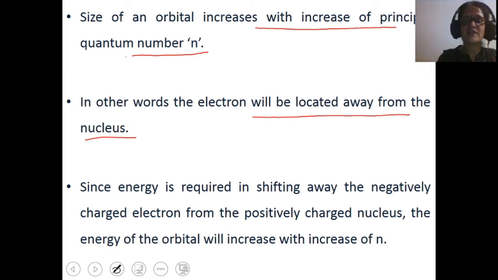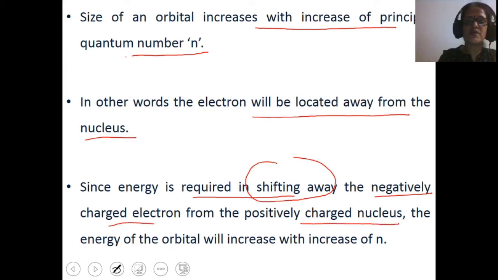Now, another important point is that the electron is a negatively charged particle and it is attracted by the positively charged nucleus by electrostatic forces of attraction. So, to shift the negatively charged electron away from the influence of the positively charged nucleus, we need to provide energy. So always remember, the energy of the orbitals will increase with the increase of the value of n. I hope these points are clear to you.